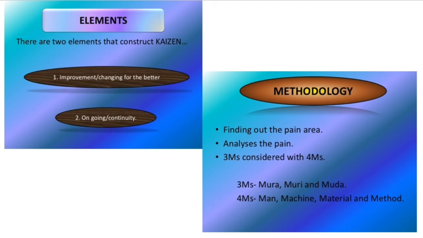There are two elements of Kaizen: improvement, changing for the better, and ongoing, continuity. Usually the methodology will be finding out the pain area, analyzing the pain or problem, and you are going to consider the 4 M's, that is man, machine, materials and method.